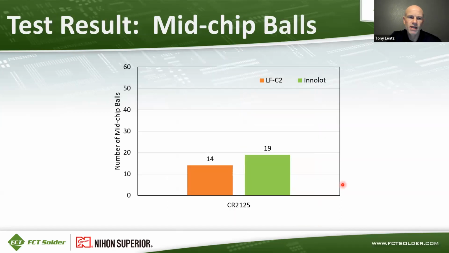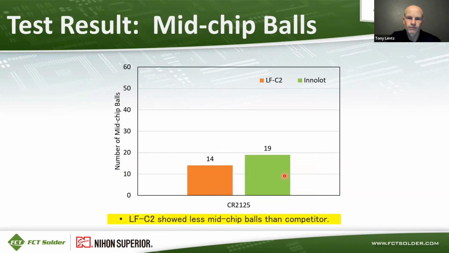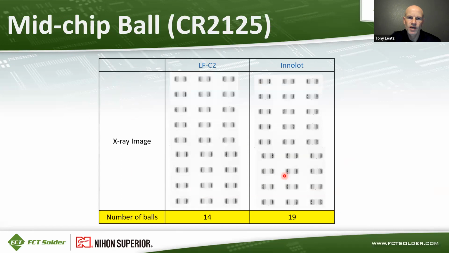Here's mid-chip beading data. So this is number of mid-chip balls. LFC2 gave lower mid-chip beading than Inalot did in this test. Here's an X-ray image of the mid-chip beading. It's a little difficult to see. They're really tiny, but you can see a few here alongside the body of the component.